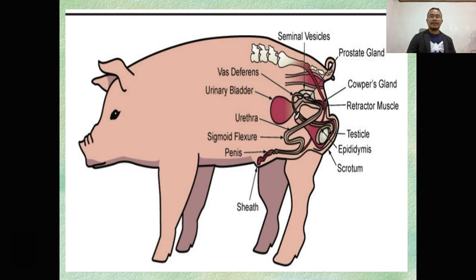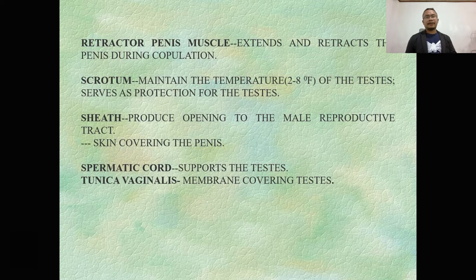Okay, another illustration of the male reproductive system. The retractor penis muscles extend and retract the penis during copulation. As observed, there is a pull and push movement of the penis during the mating process. It is being conducted because it is the work of the retractor penis muscles.